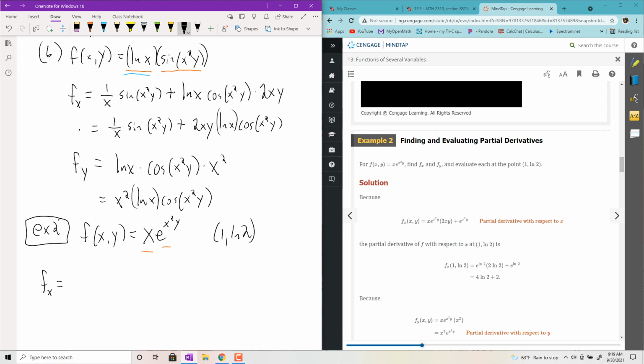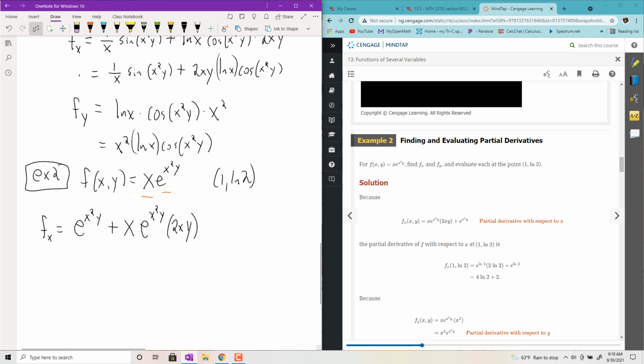So first I'll take the derivative of x, which is just 1, and leave e to the x squared y alone, plus leave x alone, and then the derivative of e to the x squared y is e to the x squared y right back, but then you have to tack on the derivative of x squared y because of the chain rule. So with respect to x, you take the derivative of the x squared part, which is 2x, and you leave the y alone.